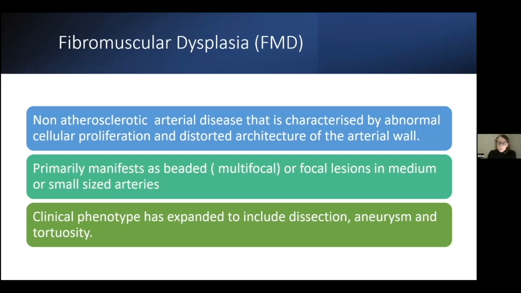There are two types of FMD. So there's the beaded or the multifocal, and there's focal FMD. And these can affect small or medium-sized vessels. And recently, there's been some changes in the clinical phenotype to also include dissection, aneurysms, and tortuosities of the vessels.